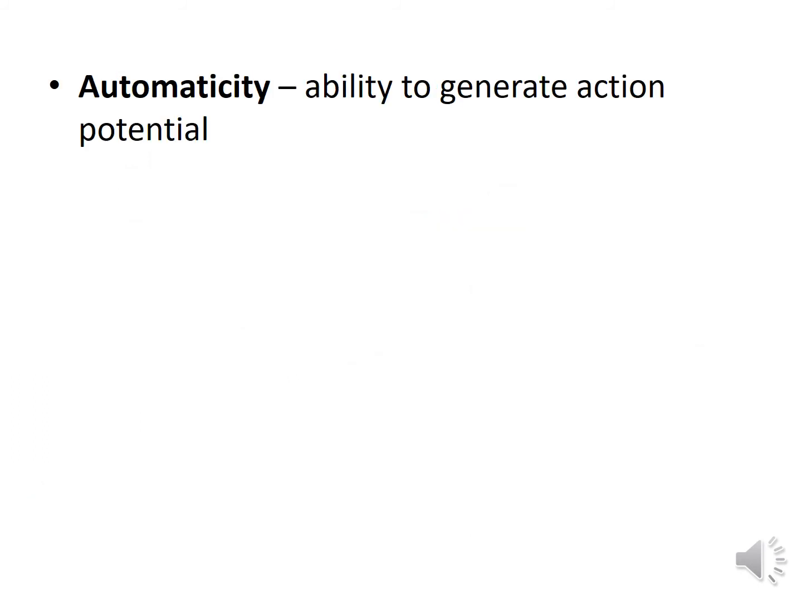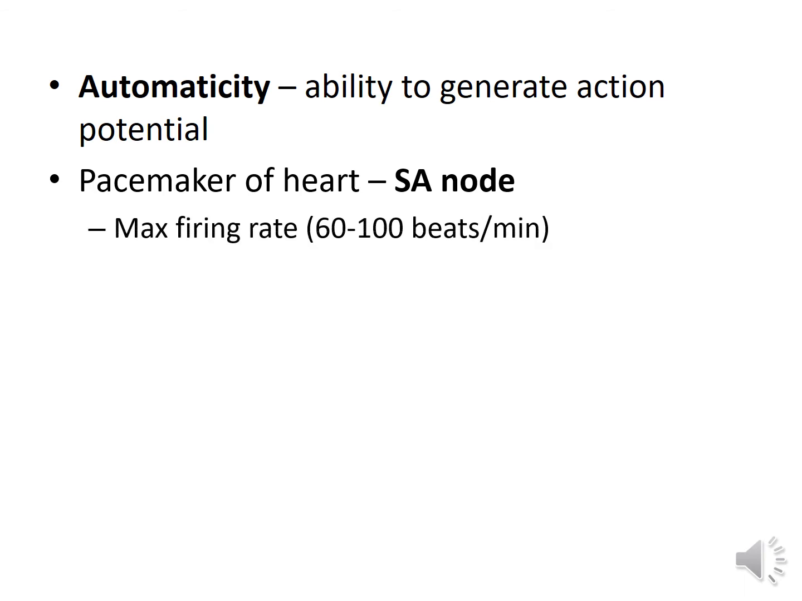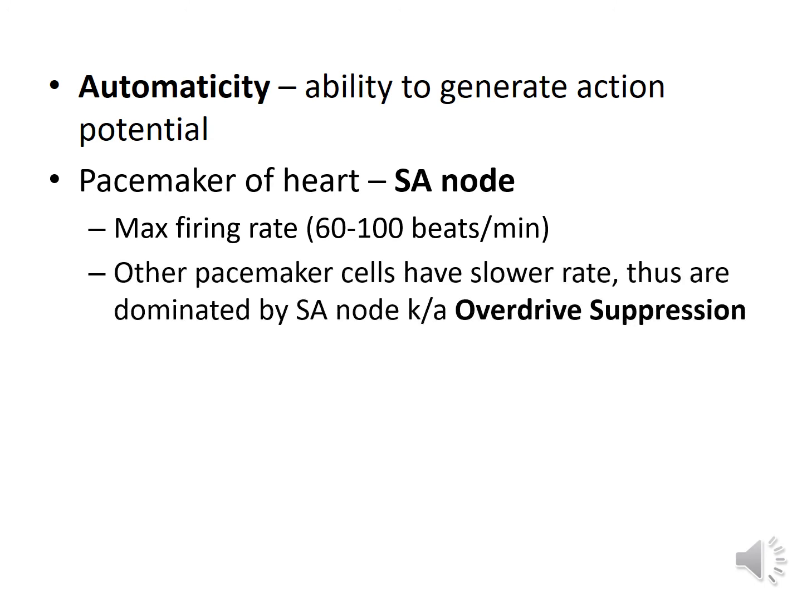So automaticity is the ability to generate action potential, and different pacemaker tissues have their different intrinsic firing rates. But the SA node is considered the pacemaker of the heart because the SA node can generate a heartbeat at maximum rate. The firing rate of the SA node is maximum among all pacemaker tissues, and thus it suppresses all the other pacemaker tissue and dominates over them, and this is known as overdrive suppression. Okay, and thus the SA node is the pacemaker of the heart.